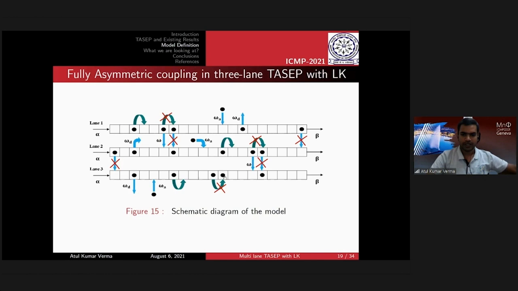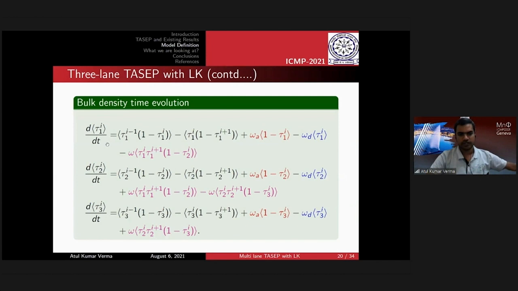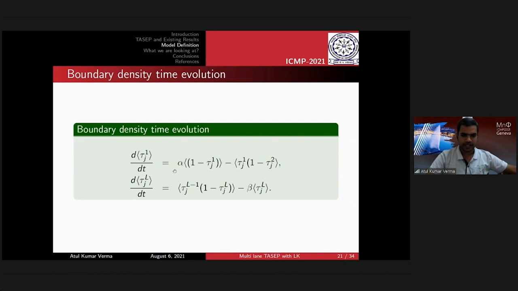Tau, as I already defined, is an occupation number which takes the value 1 or 0, depending on whether a particle is there or not. The first two terms tell the hopping in the bulk. This red term is for attachment, this blue term is for detachment, and this is the coupling term. If attachment, detachment and hopping are not possible, then coupling will take place. So these are the three master equations, and these are the equations for the boundary conditions.